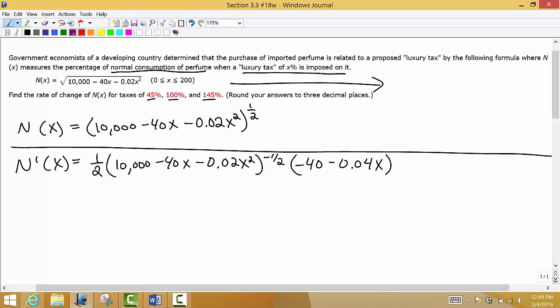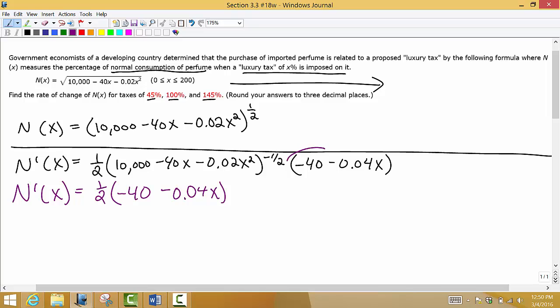Now we're going to use this derivative to plug in the values of 45, 100, and 145. So I'm going to simplify a little bit before I put this into my calculator. One thing that I can do is reorganize this as I please. So I can put the 1/2 in the front, and then I can bring this group to the front as well, in front of the trinomial there.